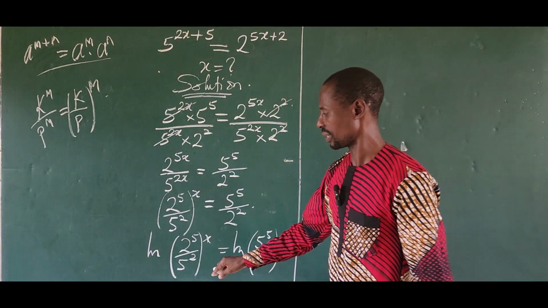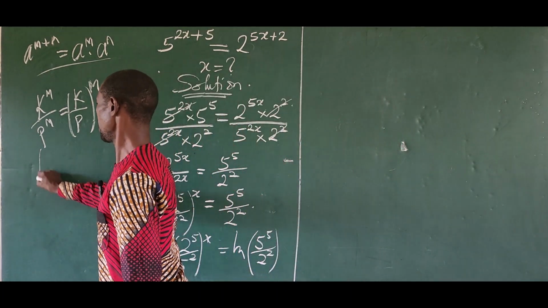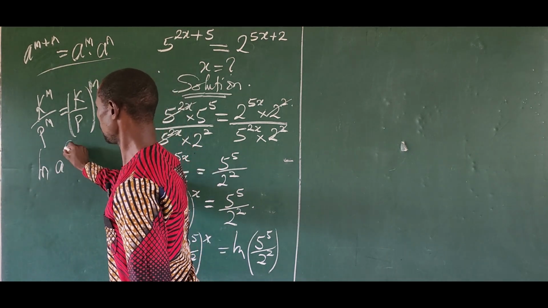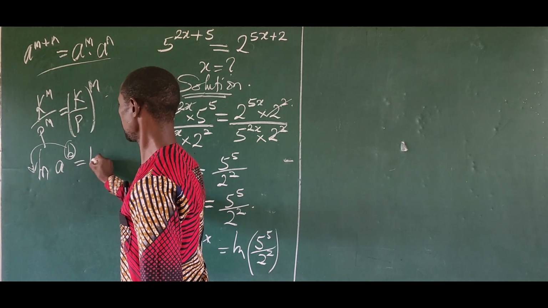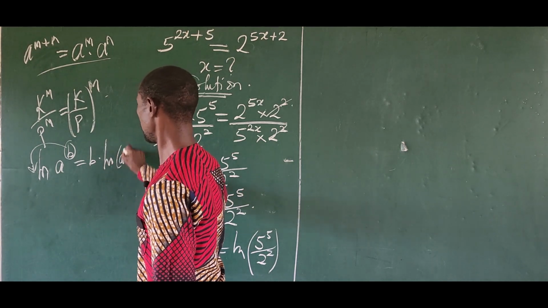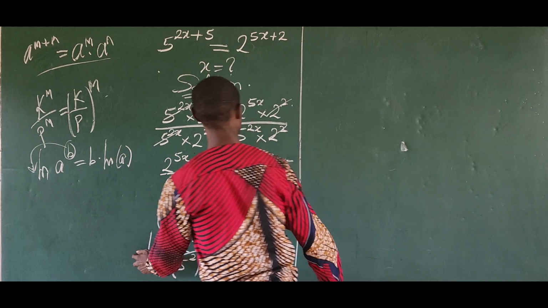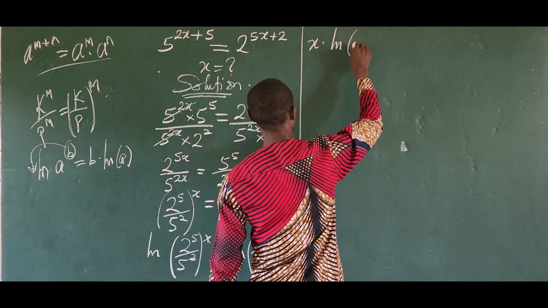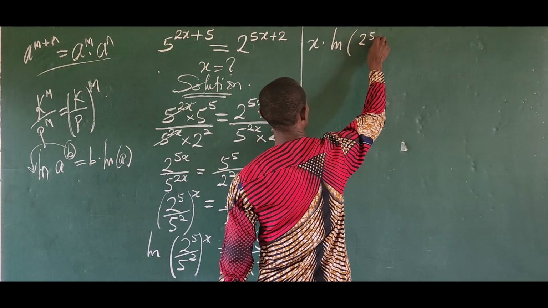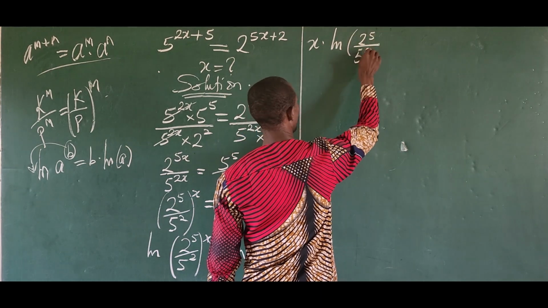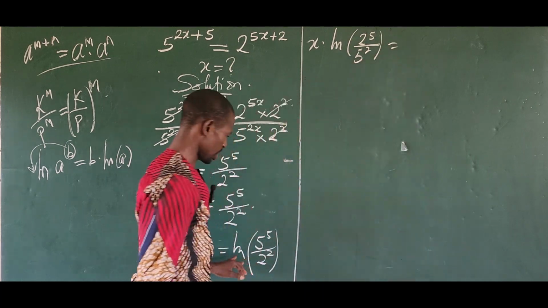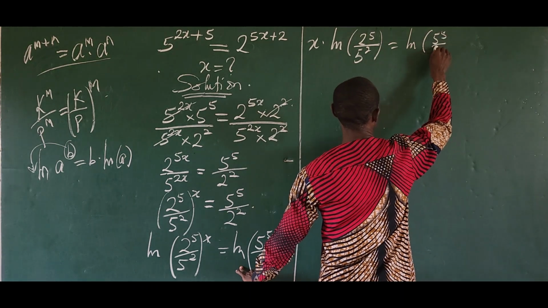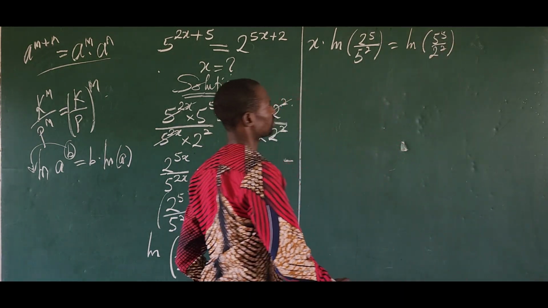We apply the law of logarithm, which says that with the ln of a raised to the power of b, we have to move this b this way to give us b times the ln of a. So if we do that, we are moving this x this way. So I have x times the ln of (2 to the power of 5 all over 5 to the power of 2) equal to the ln of (5 to the power of 5 all over 2 to the power of 2).